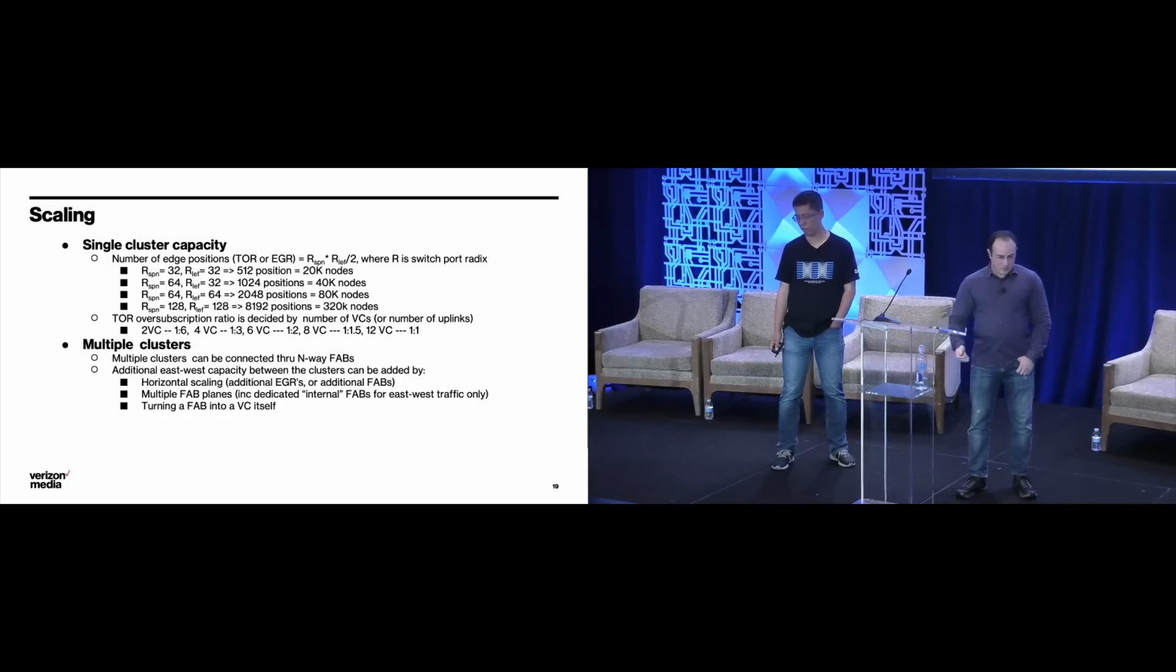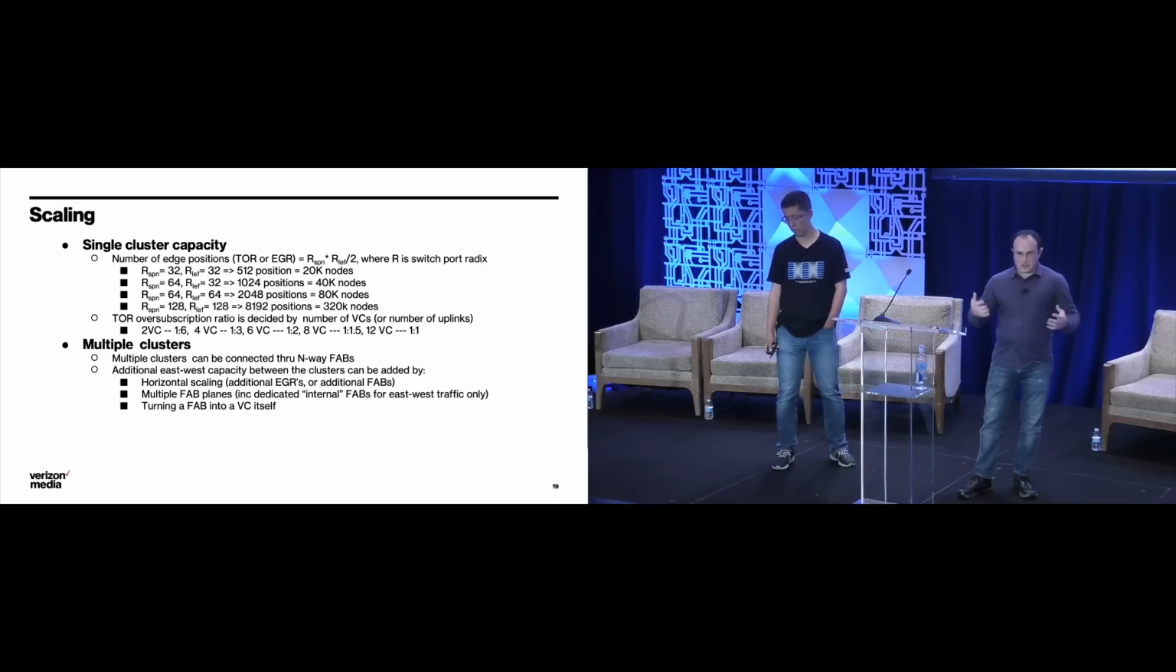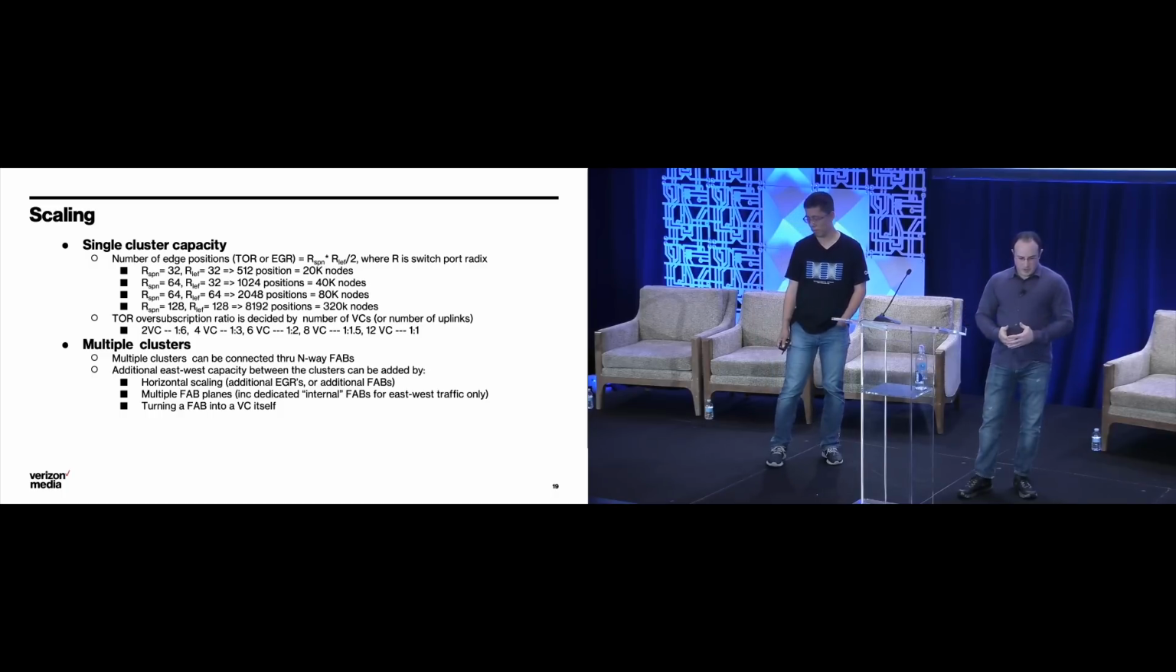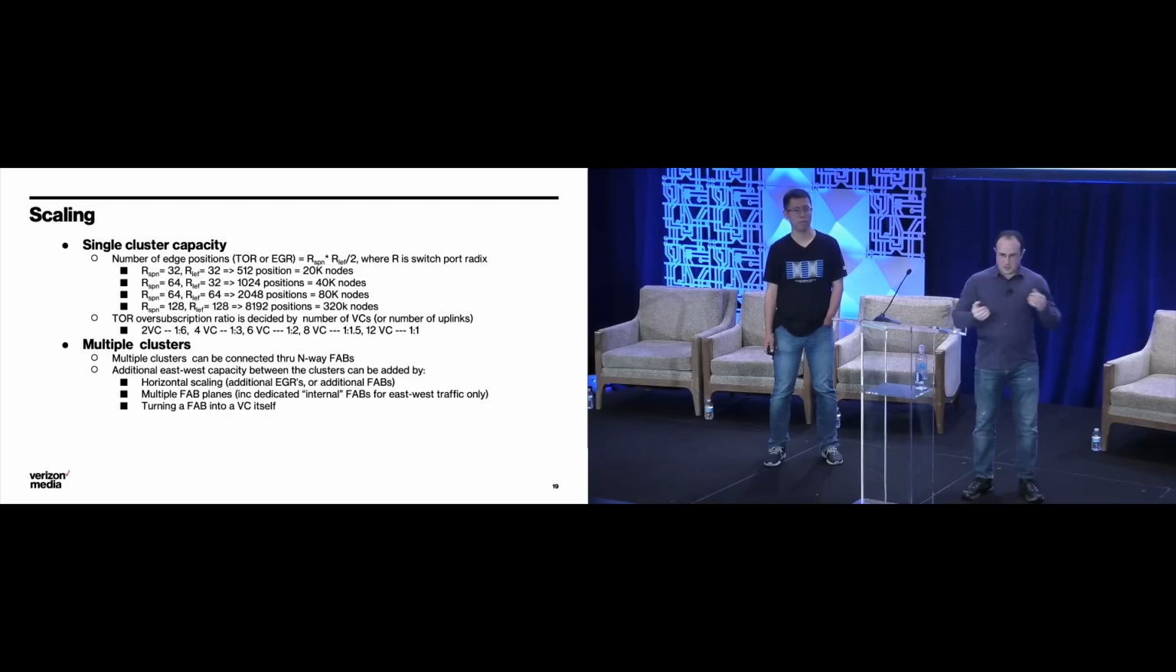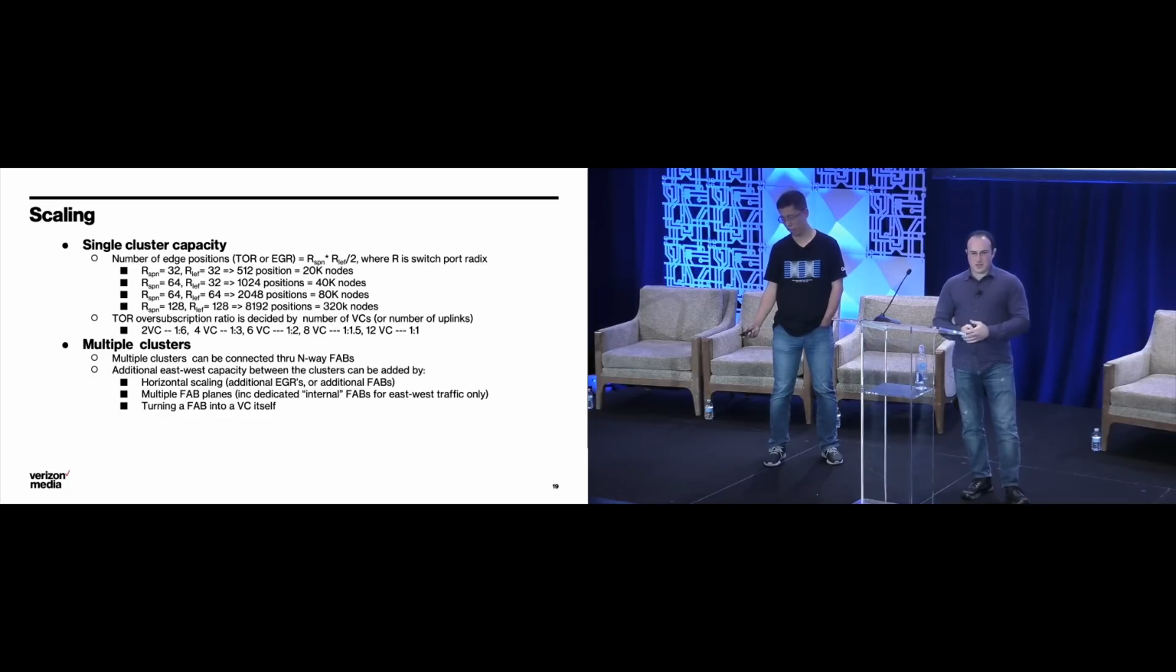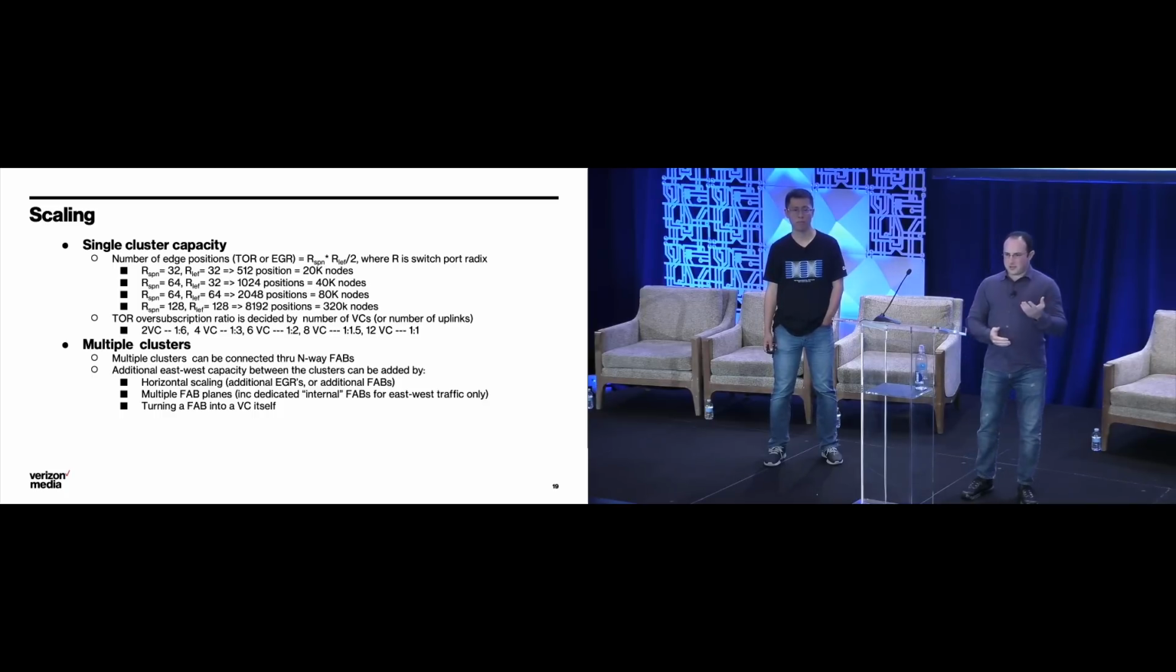Now, to connect multiple clusters, the intra-cluster oversubscription ratio you can control by how many fabs, how wide, and also how many planes of fabs, because you can add additional capacity by horizontal scaling, you add additional EGRs, or you add additional fabs, or you add additional EGRs and additional fabs. And you can add them as multiple planes. You can even decide that some planes are dedicated for intra-cluster connectivity, and other planes are dedicated for connectivity outside the clusters.